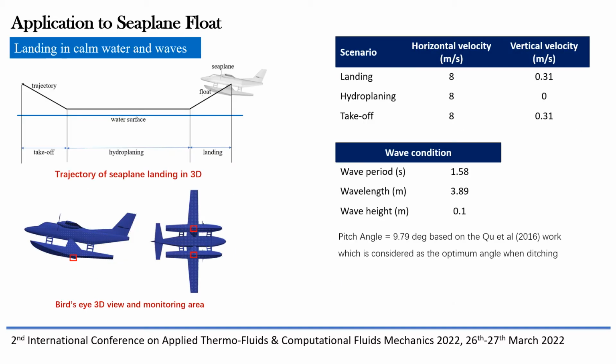And the second simulation is the simulation of landing in calm water and also waves. The scenario is similar. So the seaplane float here, and this is the trajectory, and there are three steps. The first one is landing, hydroplaning, and also takeoff, and this is the water surface. And the scenario is like this. I divided the velocity into two kinds of velocity. The first one is horizontal velocity, and the second one is vertical velocity. The horizontal velocity has the same value, and the vertical velocity has different values. It depends on the operation here.